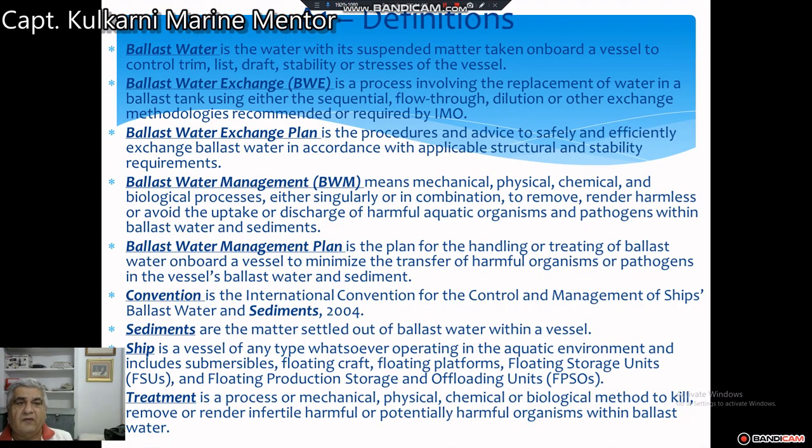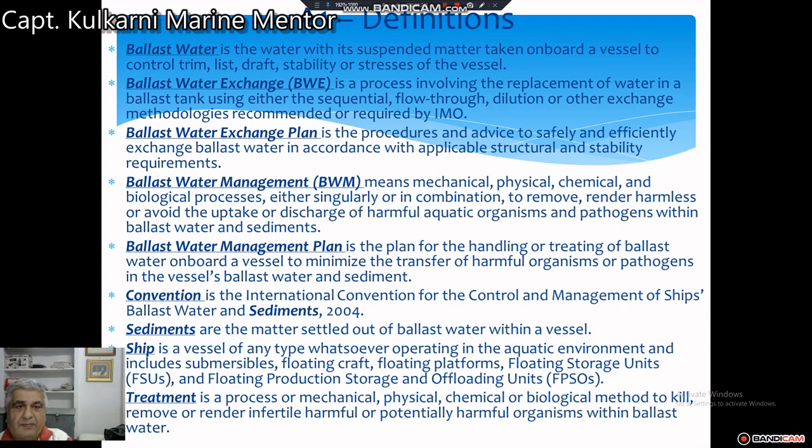Now there are a few definitions. What is ballast water? We have discussed that a lot. Ballast water exchange, what exactly does it mean? Ballast water exchange plan is the procedure and advice to safely and effectively exchange ballast water in accordance with applicable structure and stability requirements. Ballast water management is mechanical, physical, chemical and biological processes. Now see, they have taken everything either singularly or combined to remove, render harmless or to avoid uptake or discharge of harmful aquatic organisms and pathogens within ballast water and sediments.